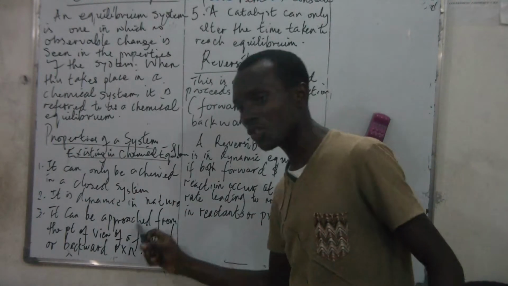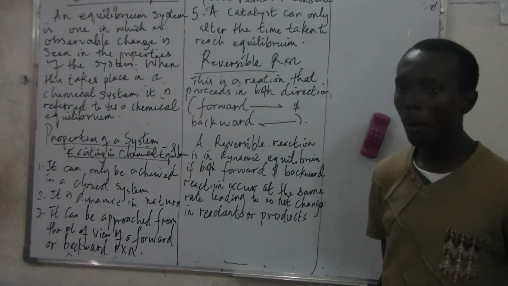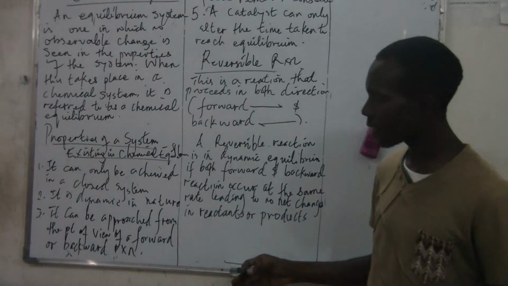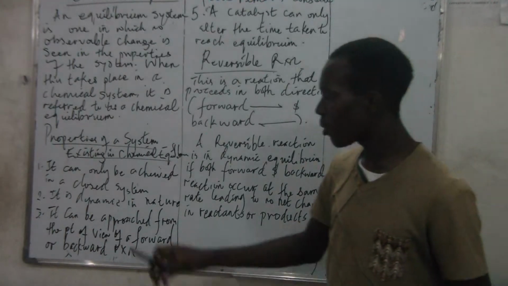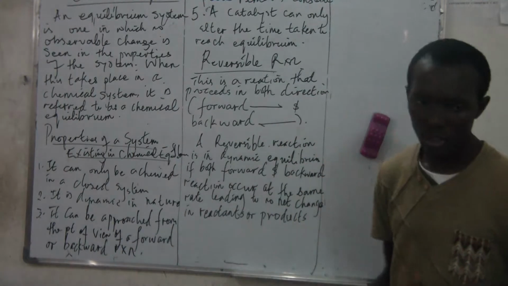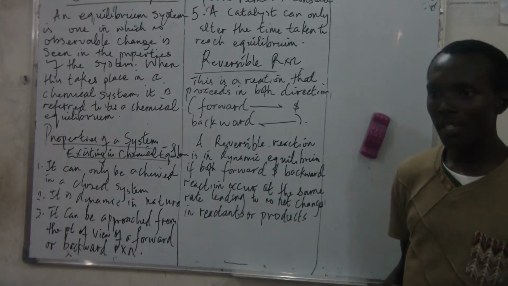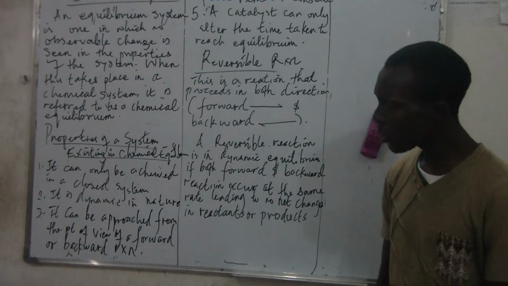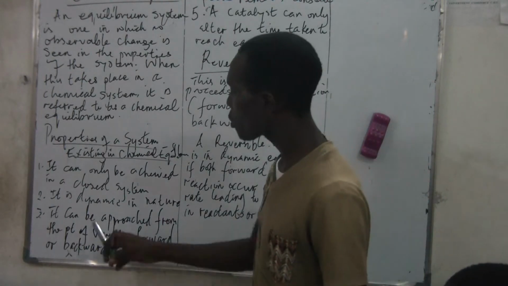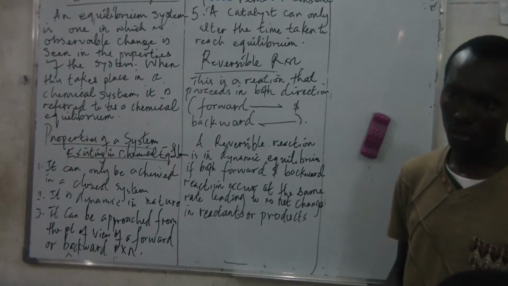Equilibrium can take place in a closed system. There can be supply of pressure, supply of temperature, but matter, the amount of the product and of the reactants, should be constant, should be maintained. The next one is that it is dynamic in nature. That is, it proceeds, it moves, it's not static, like the equilibrium that is achieved on a seesaw. The next condition is that it can be approached from the point of view of a forward or a backward reaction.